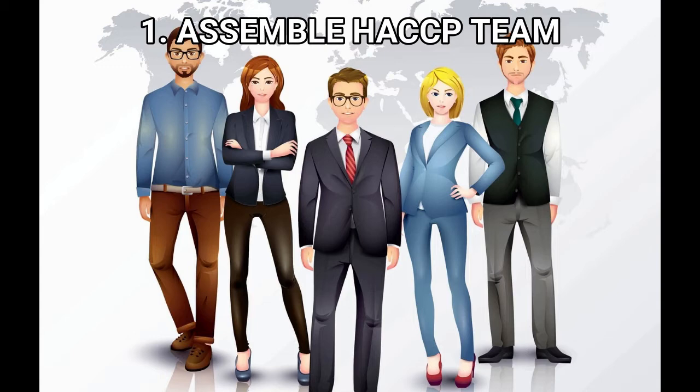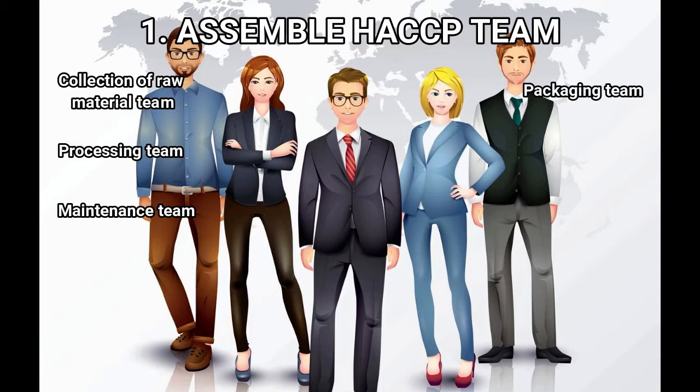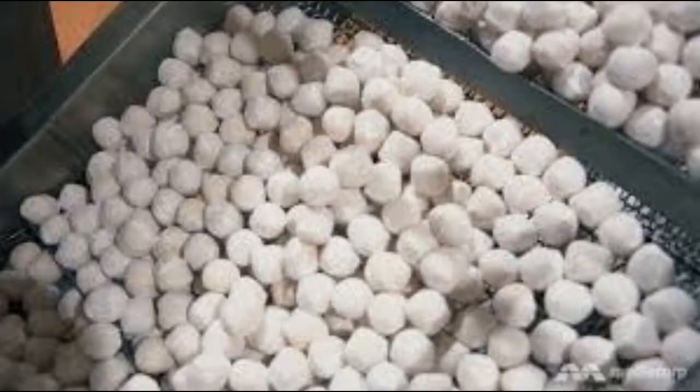Our team consists of individuals with different specialties. For our HACCP team, under our seafood company, we have a collection of raw material team, processing team, maintenance team, packaging team, cleaning and sanitation team, production team, and sales team. The second step is to describe the product.